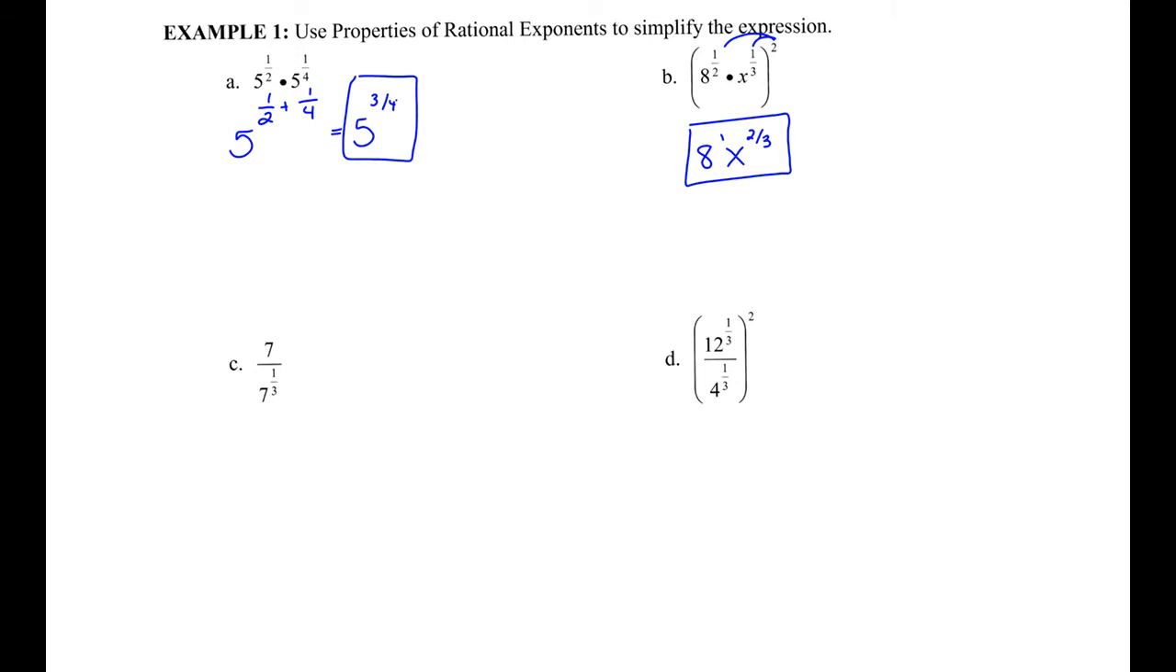Example C, we have the same base in the numerator and the denominator, which means we are using the quotient of powers property. So I'm going to keep the base, and I'm going to take the exponent in the numerator and subtract the exponent in the denominator. Again, don't just plug the whole thing into your calculator, but if you need your calculator to help you with the fraction, 1 minus 1/3 is 2/3, so this is 7 to a power of 2/3.